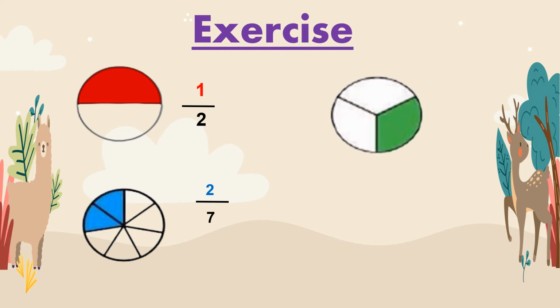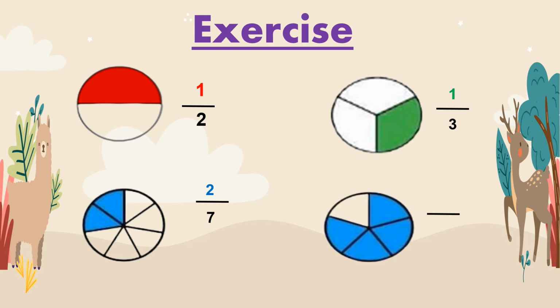Here, how many parts? Total parts 1, 2, 3. And the part colored 1. So we must put the fraction bar. Then in the upper, the colored part 1. Then, what can I write here? Total parts 1, 2, 3. Okay.